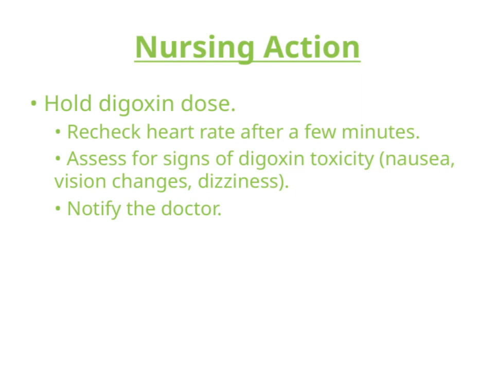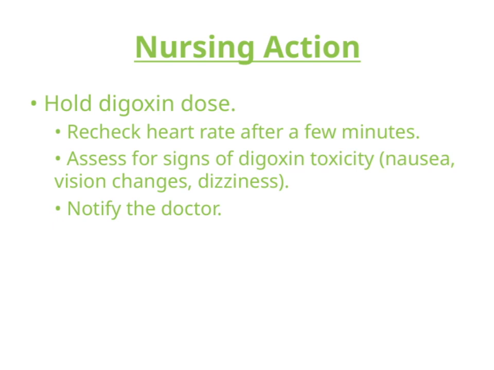All right, at this point, if you notice that a patient's heart rate is too low or irregular after giving digoxin, the first step is to hold the dose. It's important to pause and prevent further medication from being administered until we evaluate the situation. Then, we should recheck the heart rate after a few minutes to see if it has stabilized or if it's still dangerously low. Next, it's crucial to assess the patient for signs of digoxin toxicity.